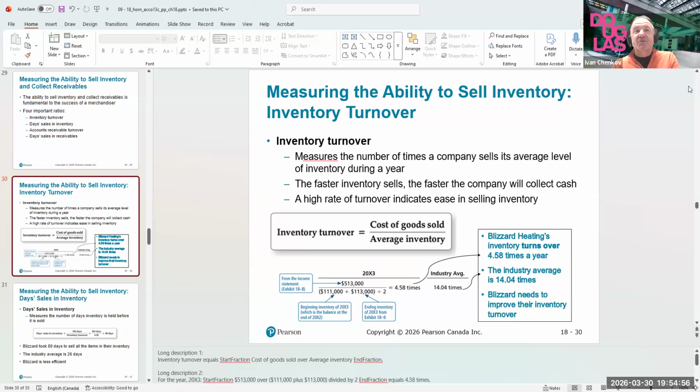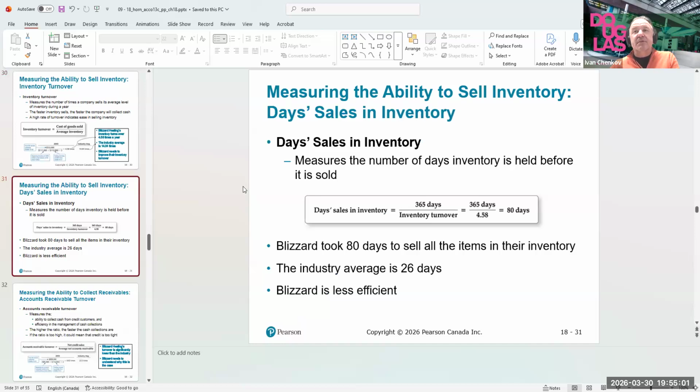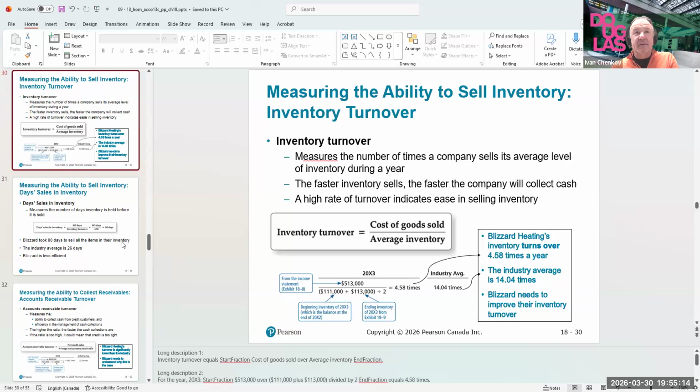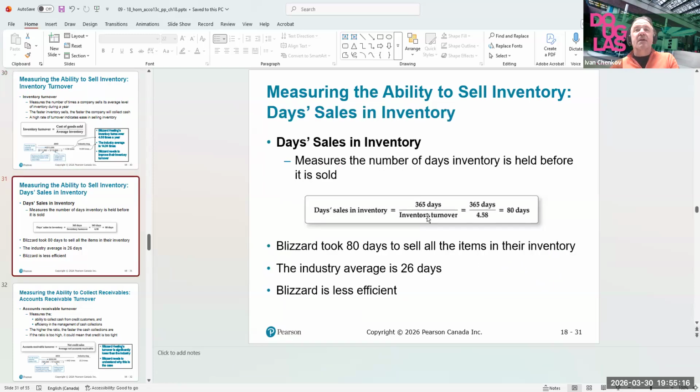Does that make sense? Which brings us to the next ratio, which simply measures how many days it takes you to sell the inventory. So if I'm in the bread business and my inventory turnover is 365, then I'm going to have the days in sales in inventory: 365 divided by 365, and I'm going to have 1 day. Is this the right ratio for me?